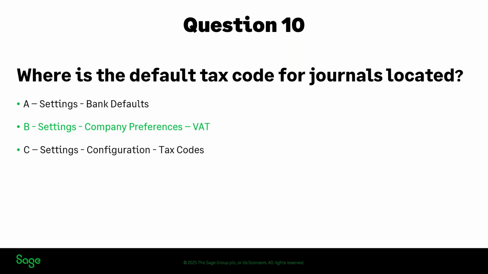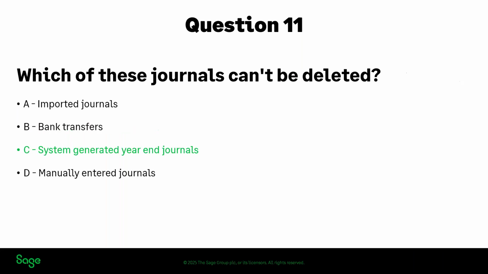Right, so well done if you got that one. I think that was the first one where we've had a really good divide on the answers there. Right, on to question 11. Which of these journals can't be deleted? So this changed in, I wouldn't say recent versions, but in the life of Sage 50, it feels fairly recent. So you can now only not delete system-generated journals.